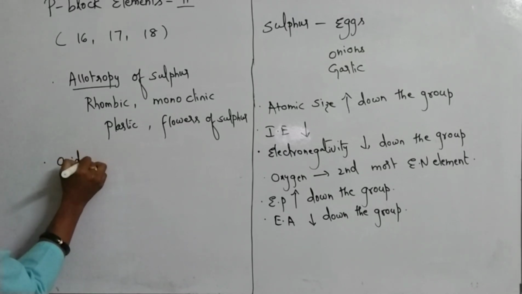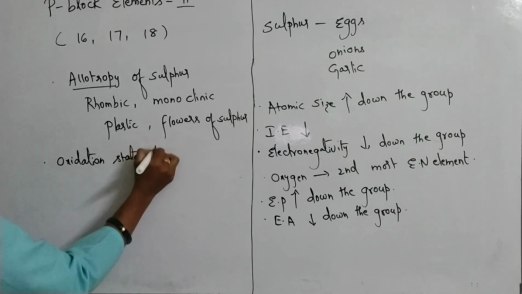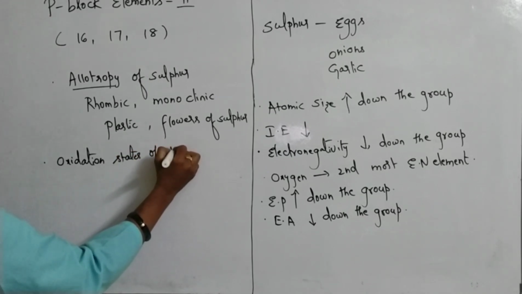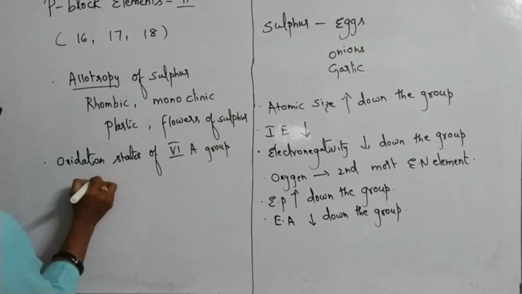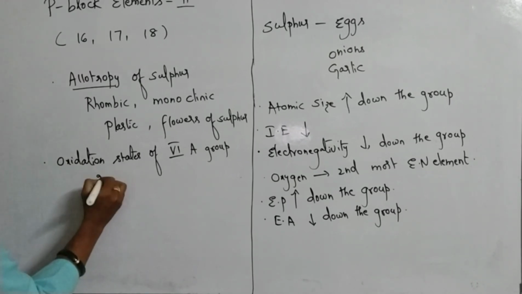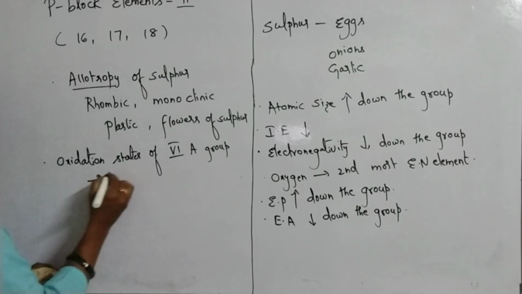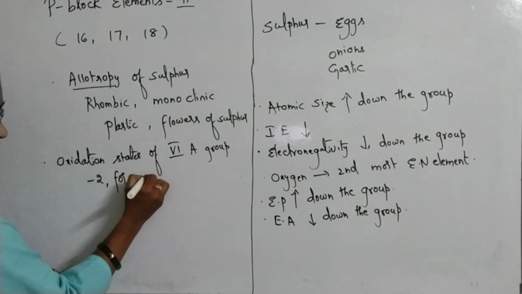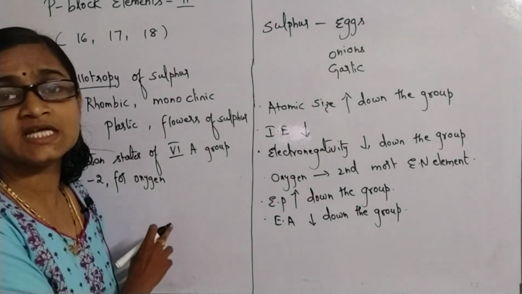Oxidation states of 6A group elements are +2. Generally, oxygen exhibits a -2 oxidation state in most of its compounds because of its high electronegativity. Please remember this point: oxygen in most cases exhibits a -2 oxidation state.